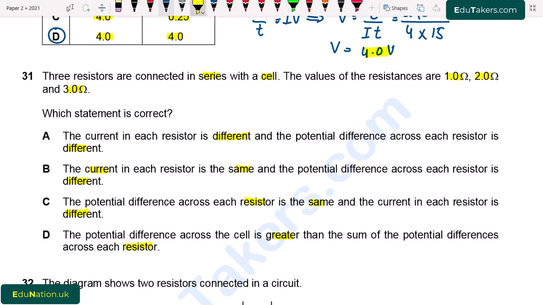So here, when the resistors are connected in the series, then the potential difference values are different, but the current values are same. I write here, current remains same while the potential difference changes. So from here, option B is correct. I circle option B, which shows that current is same but the potential difference is different.